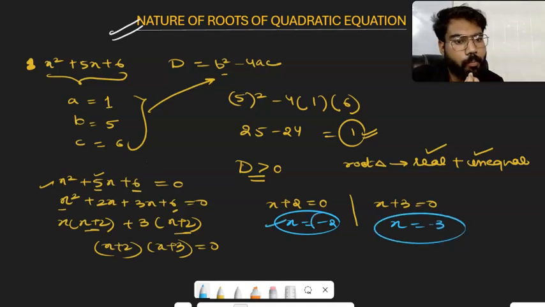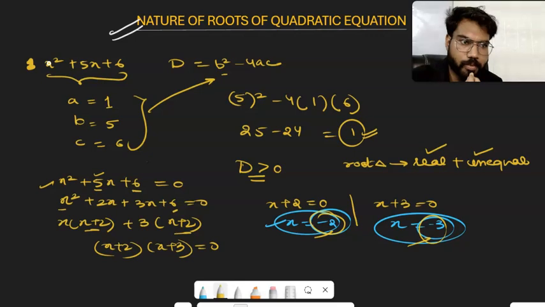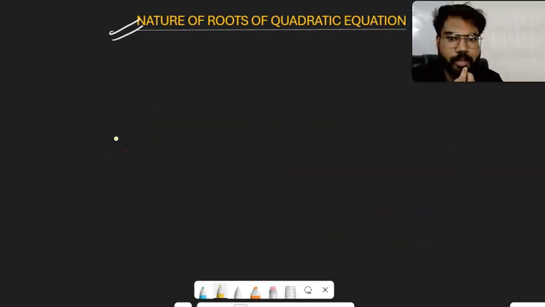So clearly both minus 2 and minus 3 are real numbers. Both are real numbers, and clearly both are unequal. Let's see example number 2. Let's say x square plus 4x plus 4. Now find two numbers with product as 4 and sum as 4. Clearly both 2 and 2.